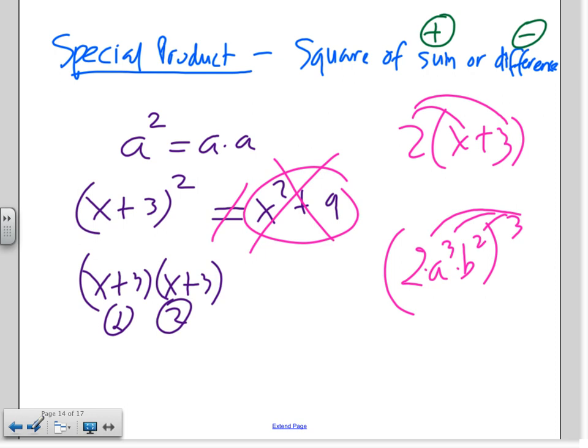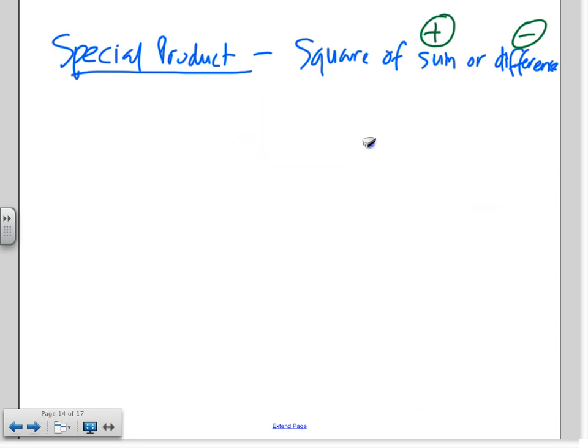So here's another one. By the way, this is called the square of a sum. You know why it's a sum? Square of a sum. See that? That's why. So let me give you an example of a square of a difference. Watch this.